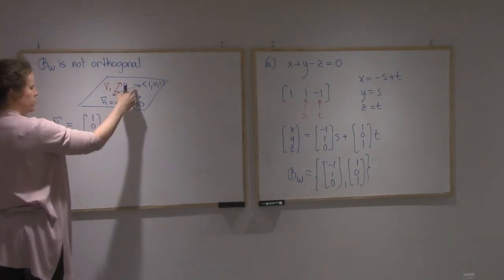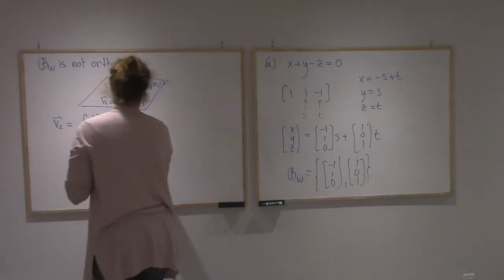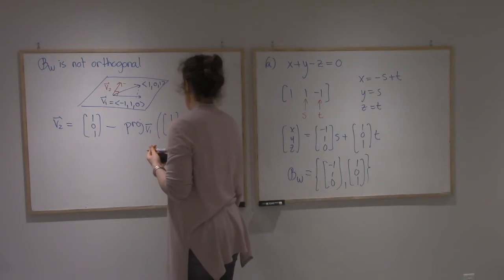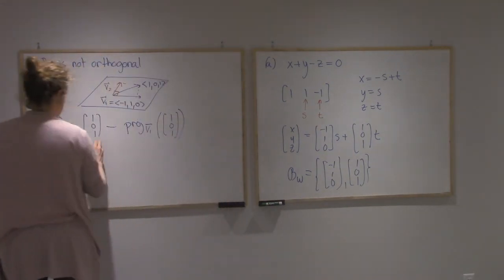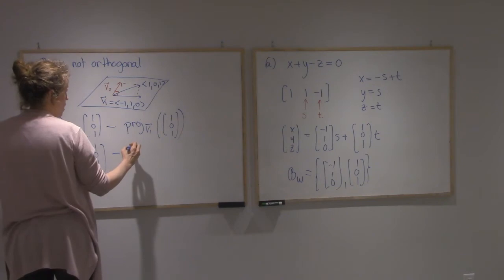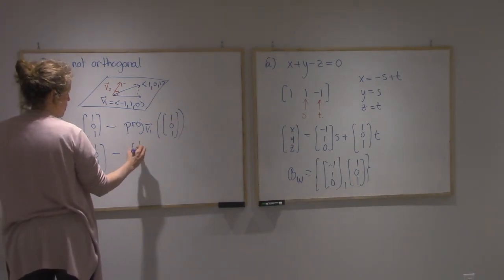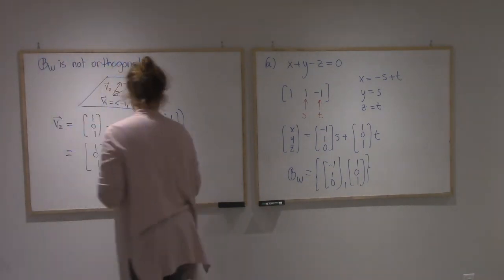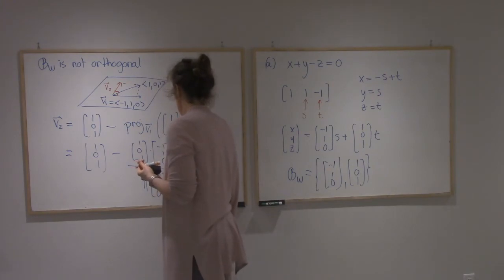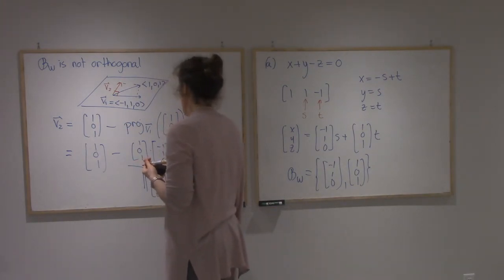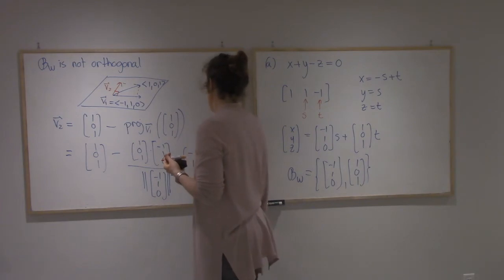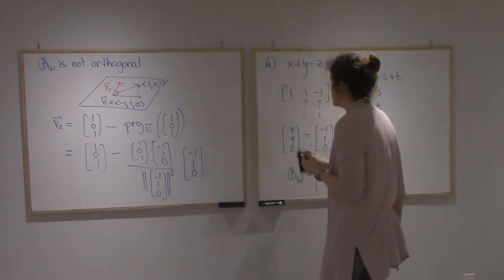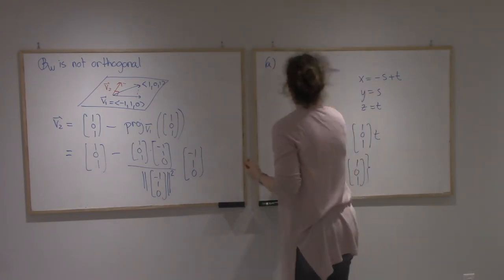1, 0, 1, this vector, minus its projection on V1 of 1, 0, 1. And so that's 1, 0, 1 minus 1, 0, 1 dot minus 1, 1, 0 over the length of minus 1, 1, 0 squared, times V1 again, so minus 1, 1, 0. So we're taking away the part that's along V1 to make sure that they're actually orthogonal.